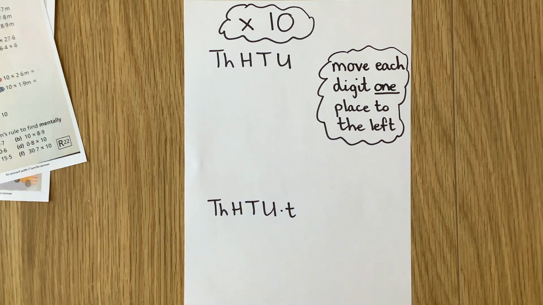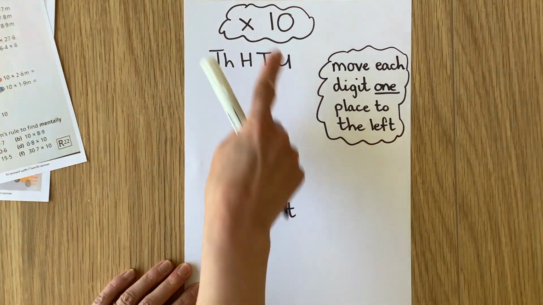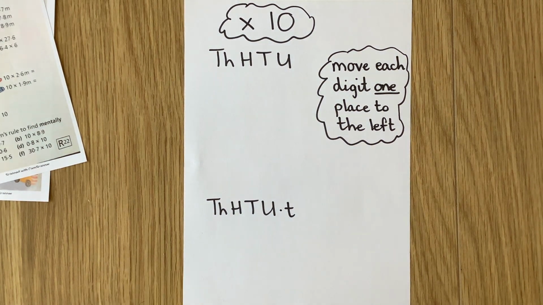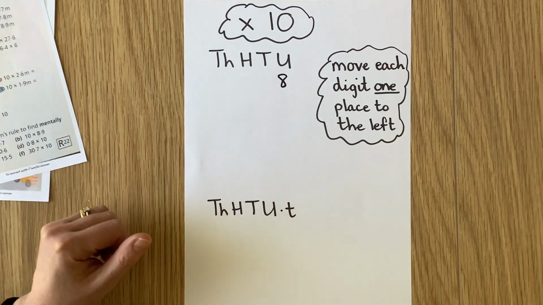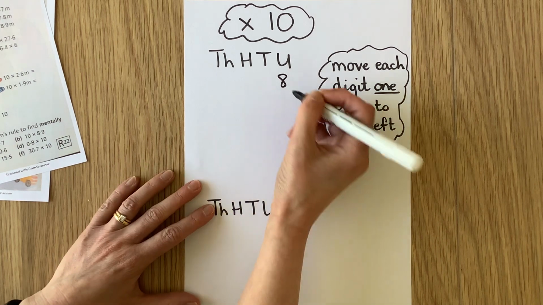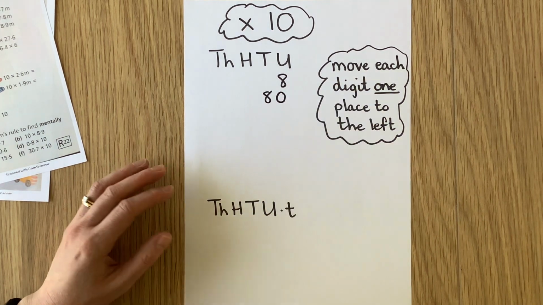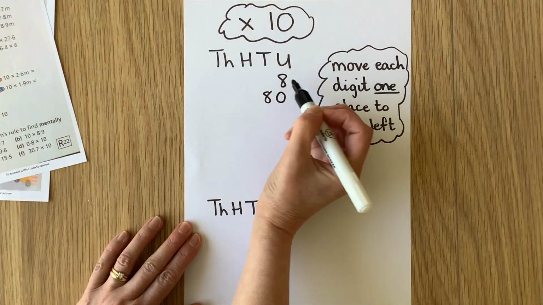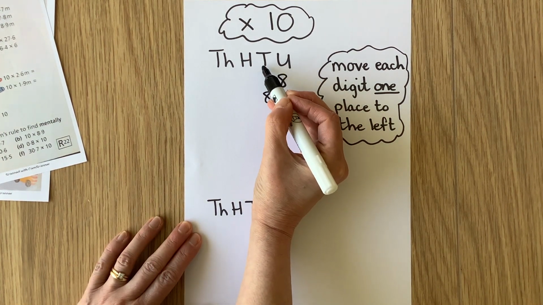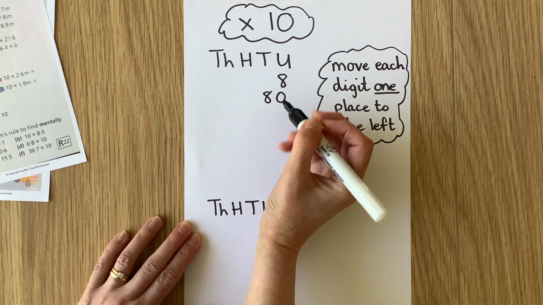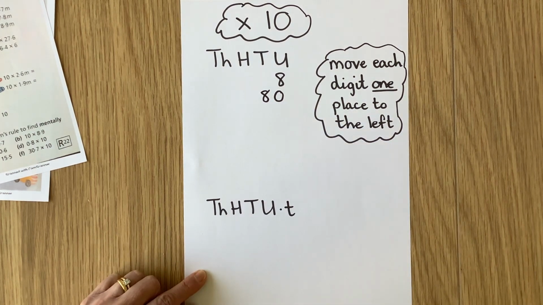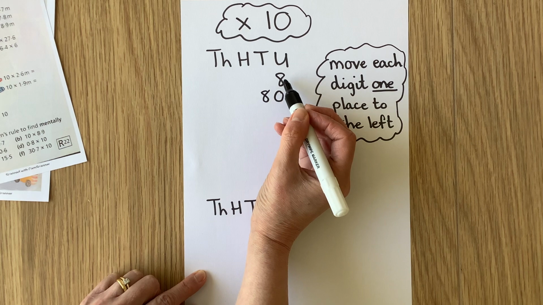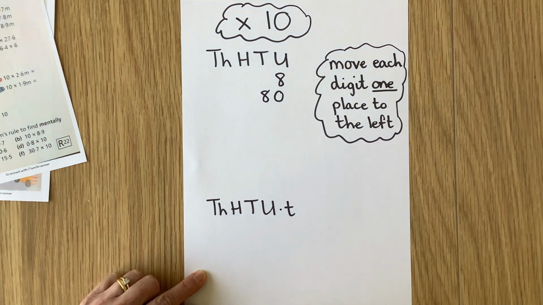Now, earlier on in P6, we thought a lot about multiplying by 10. And we learned that to multiply by 10, we move each digit one place to the left. So if I took a number like 8, and I said to you, what's 8 times 10? Well, 8 times 10 is 80. What happened when I multiplied 8 by 10? The 8 moved from the units into the tens. It moved to the left one place. And what did we put in its place? We put in a 0.